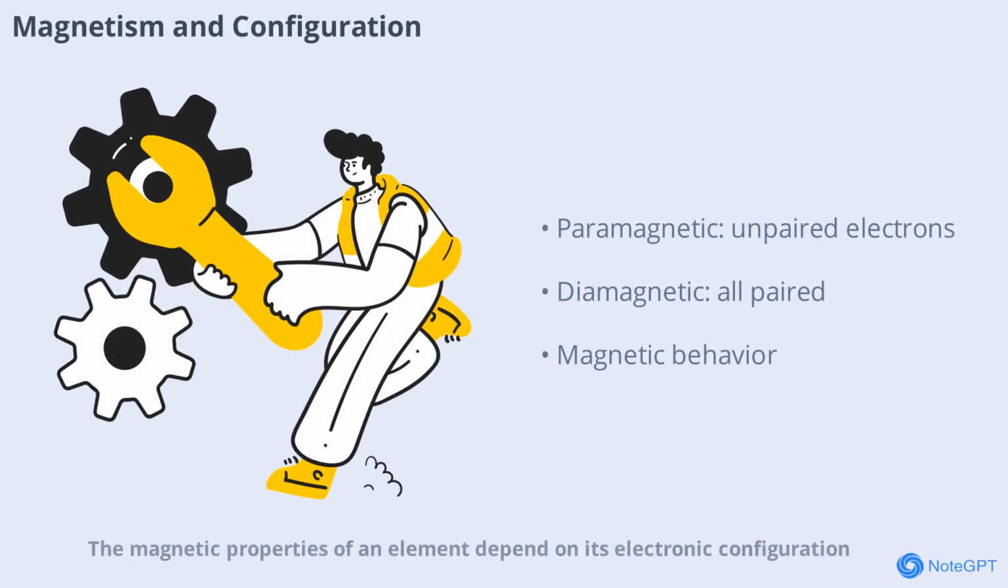The magnetic properties of an element depend on its electronic configuration. Atoms with unpaired electrons are paramagnetic and attracted to magnetic fields, while those with all electrons paired are diamagnetic and slightly repelled. This distinction is important in both chemistry and physics.